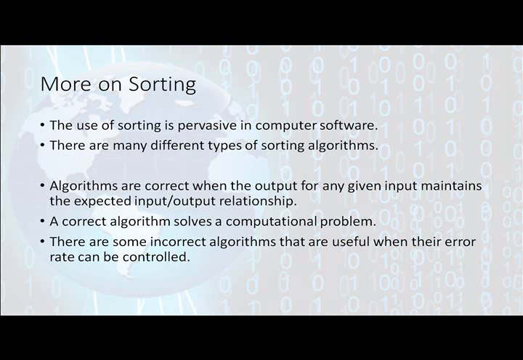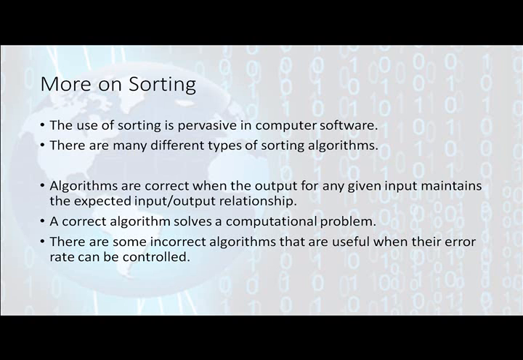So we say that algorithms are correct when the output for any given input maintains the expected input-output relationship. That's what we were discussing in the previous slide. We always need to make sure that the relationship between input and output is predictable. A correct algorithm solves a computational problem, such as averaging numbers, such as finding maybe a root mean square of a set of numbers, and so forth.